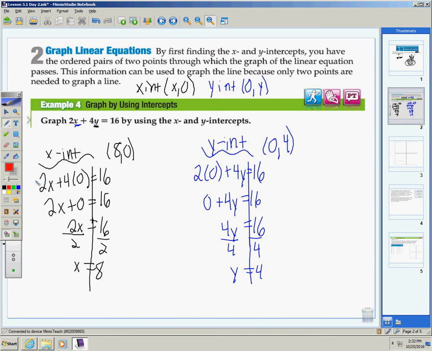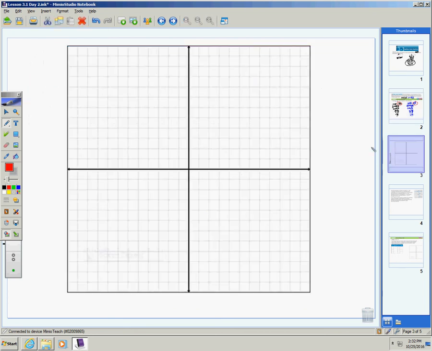So I'm going to go ahead and go to my graph. I'm going to do my x-intercept, which is 8, 0, which means I go over 8. 1, 2, 3, 4, 5, 6, 7, 8. So there's my x-intercept, and I usually like to label my points. And then my y-intercept is 0, 4, so I go over 0, up 1, 2, 3, 4. There's my y-intercept of 0, 4.